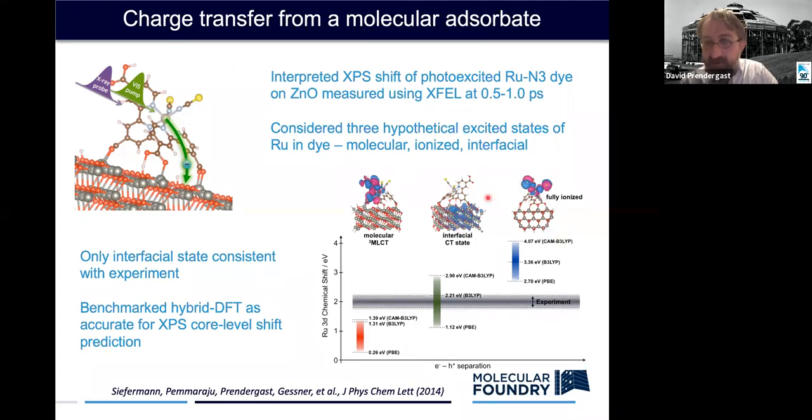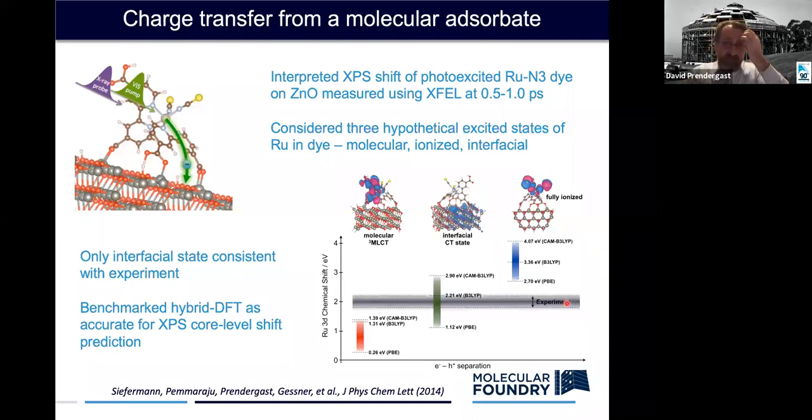And then the alternative is somewhere in the middle, where you have an interfacial state created where the hole is left behind on the molecule and the electron sits just beneath it in the surface. And so by creating these 3 different possibilities, in theory, we could then simulate their core excited states and figure out what the binding energy differences might be. And it turns out that obviously the middle example here is the one that matches experiment.